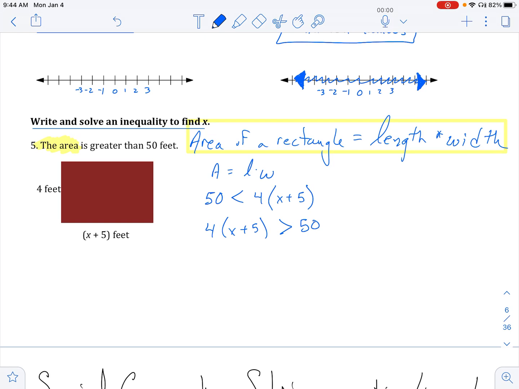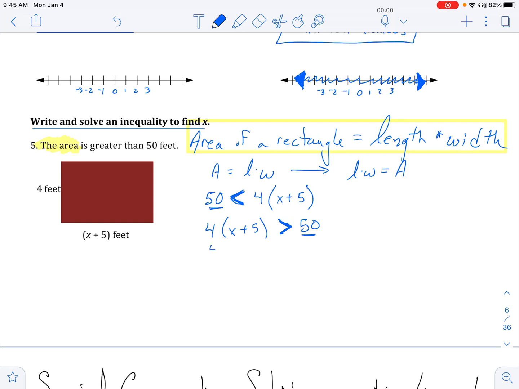And again, sometimes instead of setting this up as area equals length times width, it might be easier to set this up as length times width equals the area. But both of these are equivalent. It's just a matter of what side the 50 is on. Here I put the 50 on the right side of the inequality. Here I put the 50 on the left side. But in both cases, the inequality sign is eating the part that is larger, which is the area.